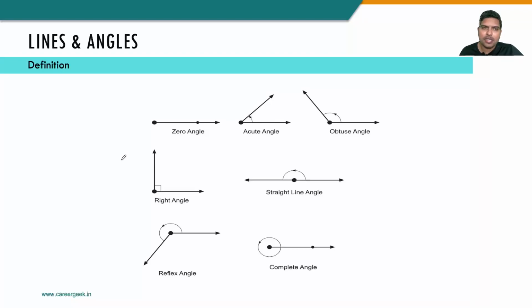Now we'll see the basic angles that we will be encountering in this chapter and in geometry as a whole. Now this is the zero angle. Why is it zero? This is some angle, but if this comes over here and overlaps with the initial side, then there is a zero angle. Acute angle. What is an acute angle? If theta is an angle, an acute angle means theta is less than 90.